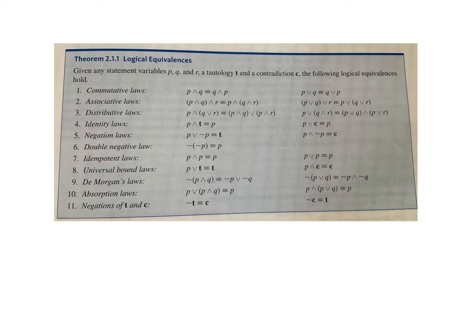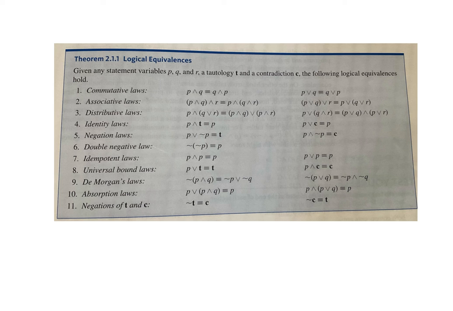So we're going to continue discussing logical equivalences. And in your textbook, there's this theorem 2.1.1, which says that we have the following properties when it comes to logical equivalence. So there's 11 different properties here. Some of them we have already seen.